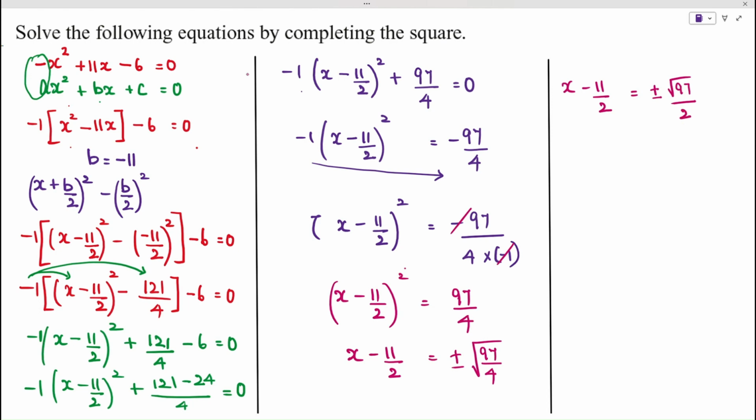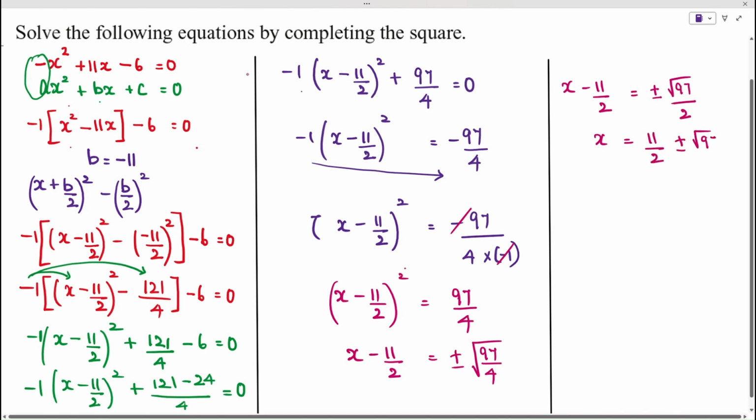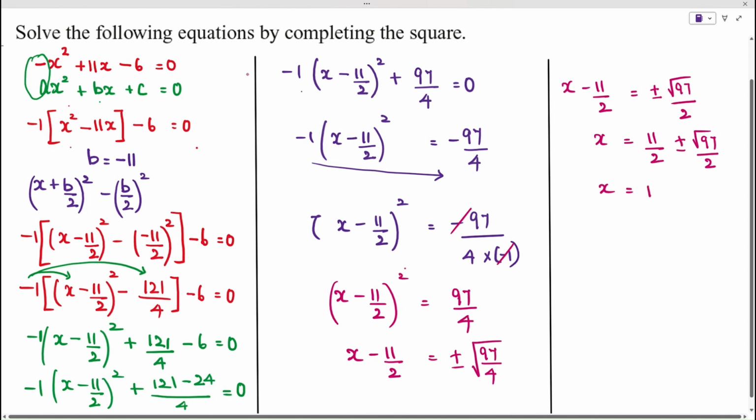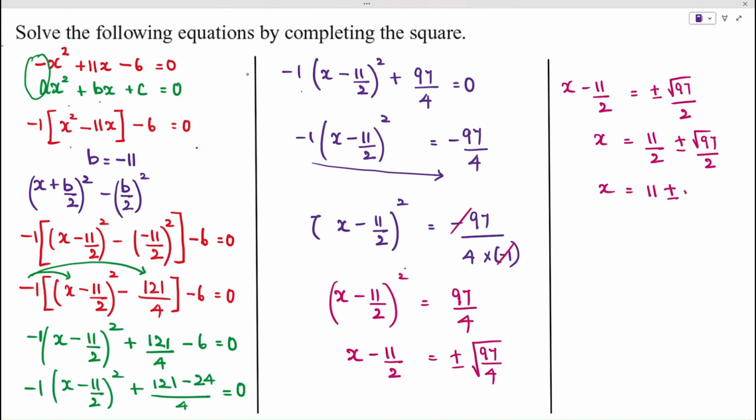Now we can rearrange again to get x equals 11 over 2 plus or minus the root of 97 over 2, and we can join our two fractions together. And so here we end up with x is equal to 11 plus or minus root of 97 all over 2. And so we have got x by completing the square on our quadratic equation.